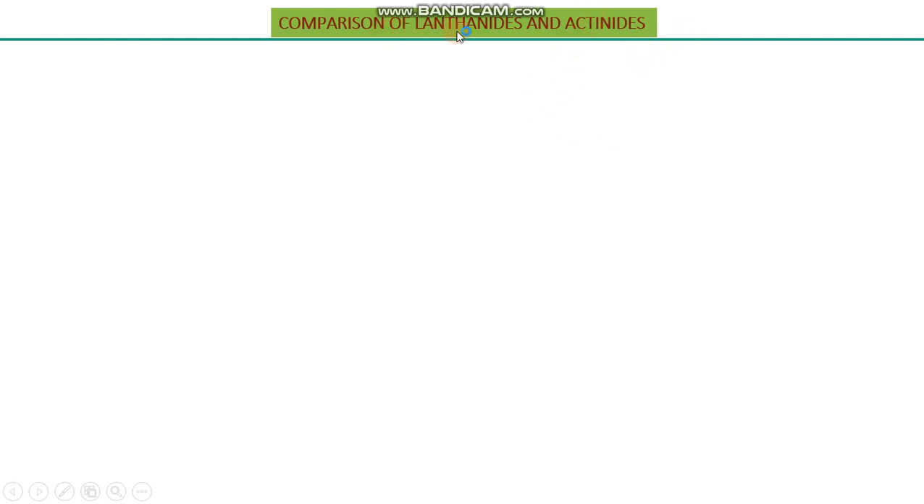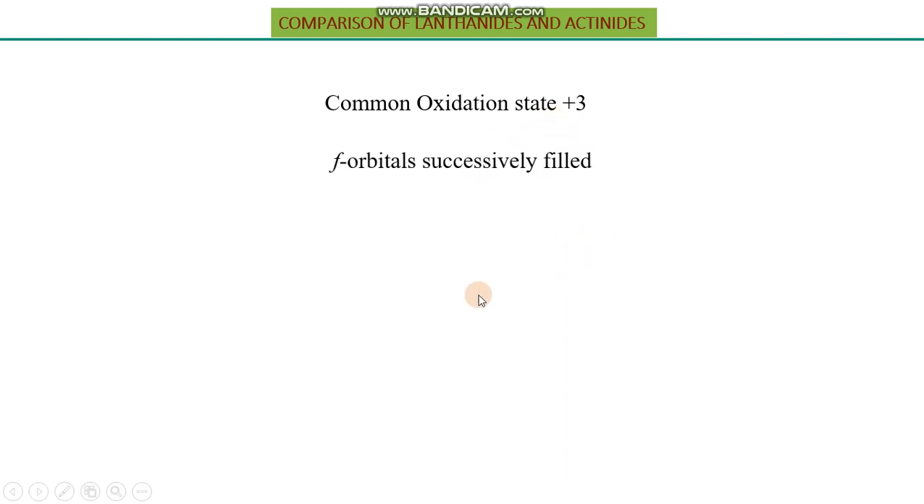While we are comparing two or more than two things, we have to look for similarities and then for differences: what are the similar or identical points in these two series, and what are the differences in these two series. So the one common point in both the series, lanthanides and actinides, was their oxidation state, which was +3, common for both lanthanides and actinides.